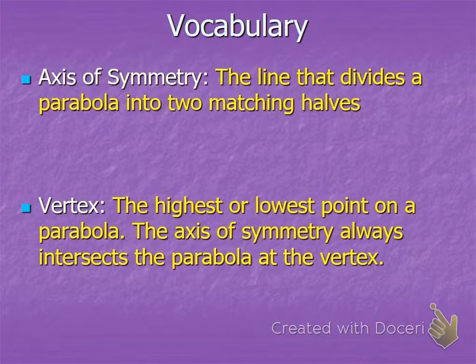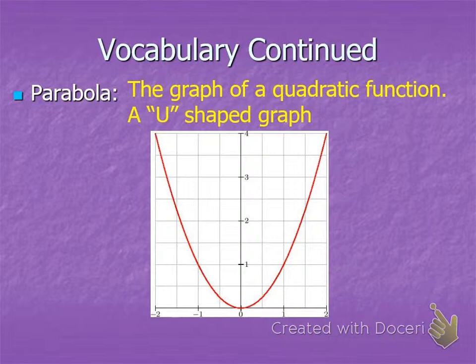Now, axis of symmetry. Every parabola that we graph will be symmetrical. You should be able to fold it over on top of itself, and it should match up, right? The axis of symmetry is the line that divides the parabola into two matching halves. So if we go back to this graph right here, if I wanted to fold this graph over onto itself, we would fold it basically right down here through the middle. Okay, that would be your axis of symmetry.